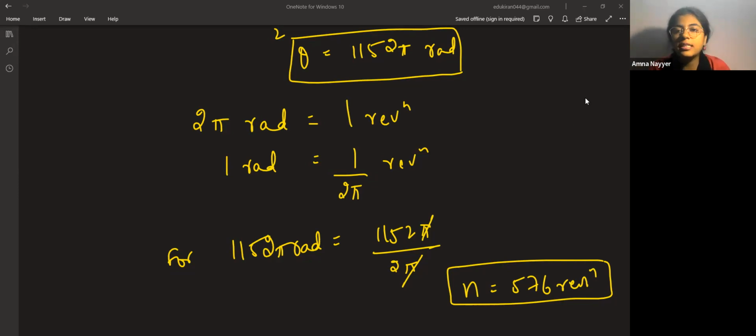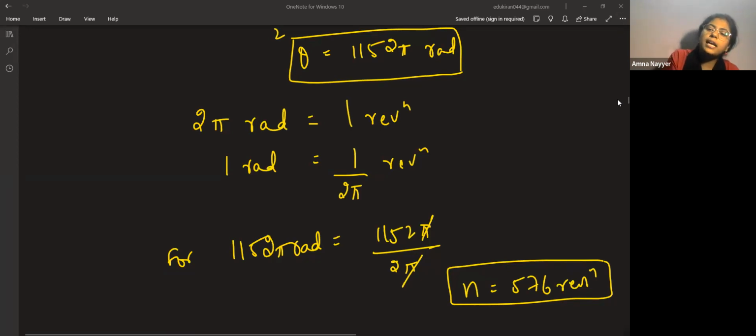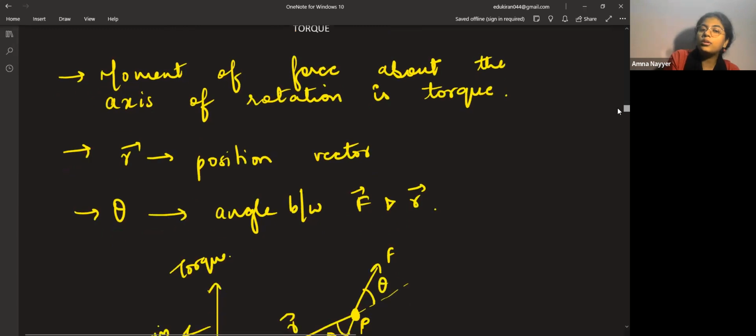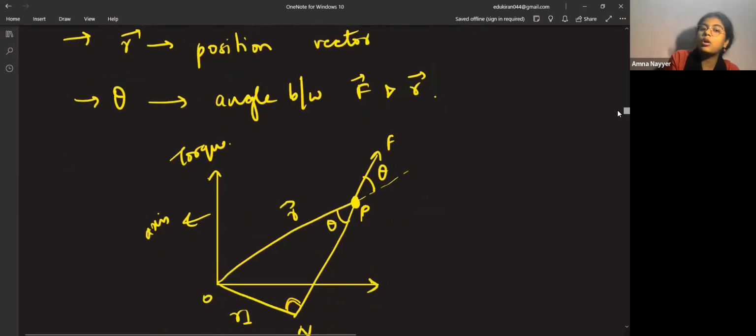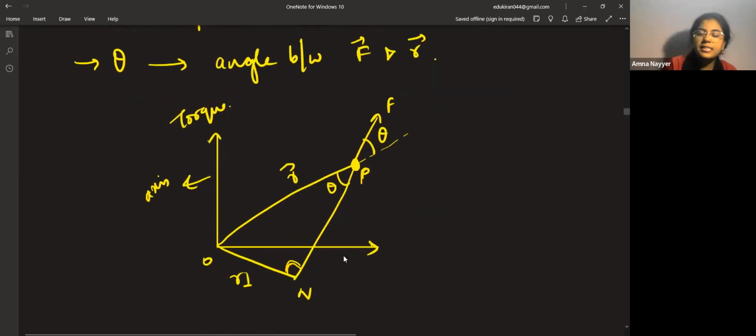Now, forces in rotational motion, the force that helps rotate an object, we do not call it force, we call it torque. So the moment of force about the axis of rotation is called torque. So see, understand it like this. This is the axis I have drawn, x-axis, y-axis. On one axis, I have taken torque. On one axis, this is position.